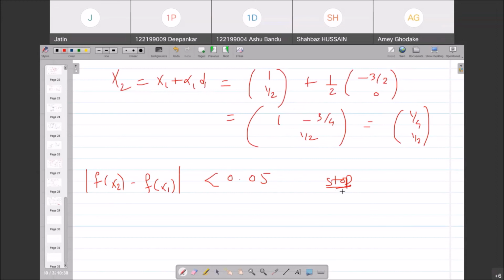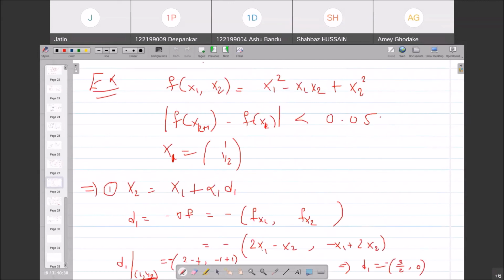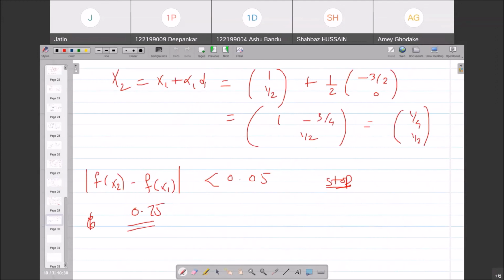Okay, but here I have done the calculation for you. When you do this, f of x2 minus f of x1, the difference will come out to be 0.75. What is the function over here? Your function is this function. So you put 1 and 1 by 2, that is your f of x1, and then you find f of x2 and you take the difference. It will come out to be 0.75, which is not less than 0.05. So you need to find x3 as well.